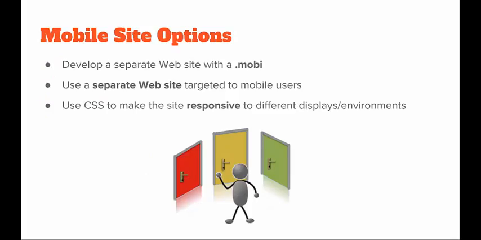When it comes to mobility, one recommendation is that you develop a separate website with a .mobi extension. Another option is to use a separate website targeted to mobile users. And you can use CSS to make the site responsive to different displays and environments, which I hope we can get to a little bit later in the course.